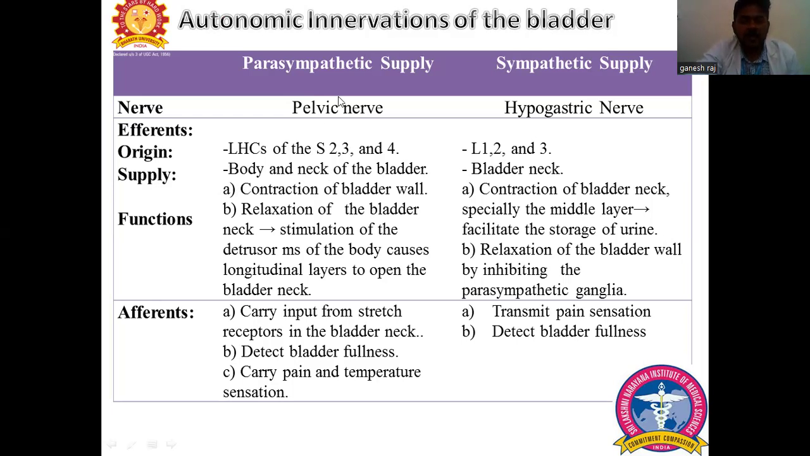So when the pelvic nerve is stimulated, it causes contraction of the bladder. That is, it causes contraction of the detrusor and relaxes the internal urethral sphincter. So this will allow emptying of the bladder. When the hypogastric nerve is stimulated, what will happen? It causes contraction of the bladder neck. That means it causes contraction of the internal urethral sphincter and relaxes the detrusor. So it allows filling of the bladder.